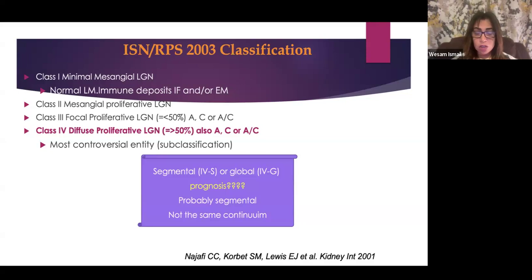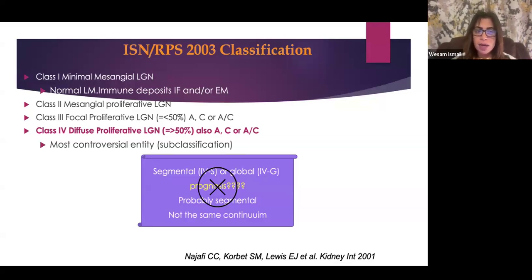However, with the validation studies of this classification over the following years, by I think 2009, maybe earlier, the subclassification of S or G was completely called off. It was canceled and we stopped using it because it doesn't make a difference and does not have any difference in the prognosis of the patients or the response to treatment.